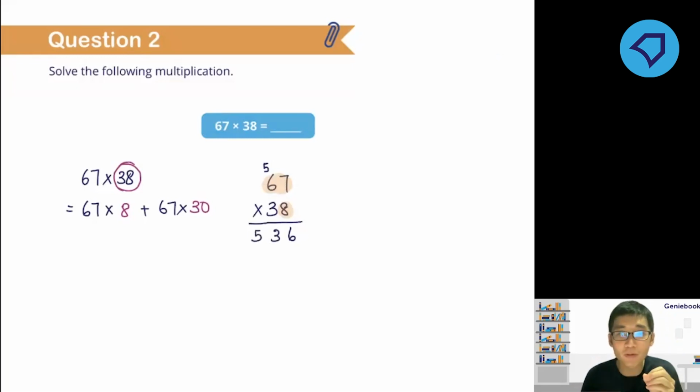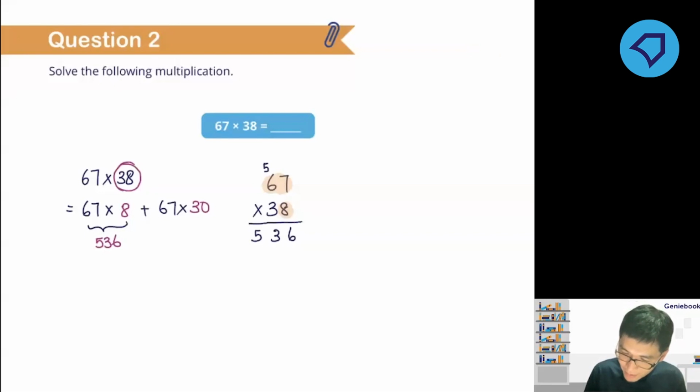Up to this point, is anyone lost? All right, so for that part, we have 536. Now this is the part that will start to get everyone confused.